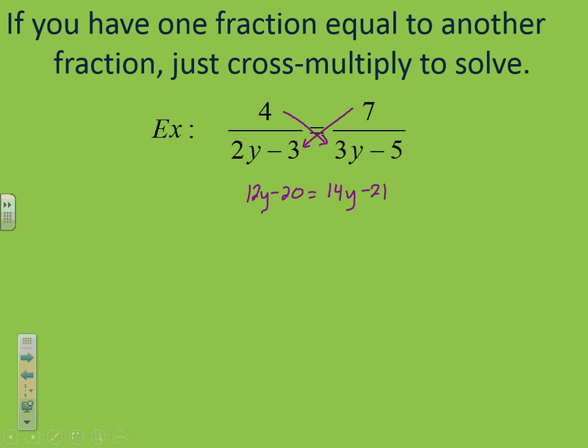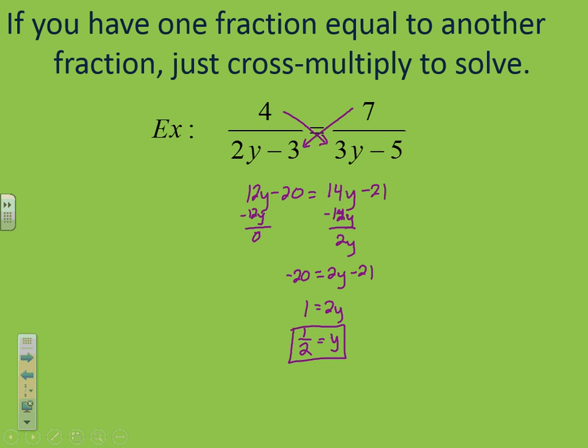First, isolate your variable, and since the 12 is smaller than the 14, I'm going to move that one, so those cancel. That's 2y. So I have negative 20 is equal to 2y minus 21. Move the 21 over through addition, and that would give you 1 is equal to 2y, so y is equal to 1 over 2. Okay, now is that a solution?